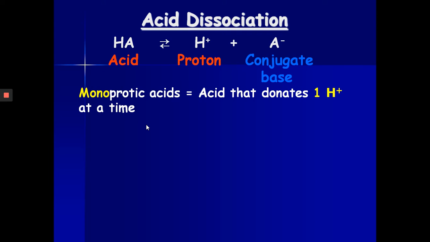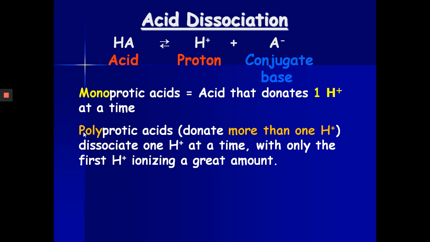Here's another vocab term, monoprotic acid. Mono basically means one, and protic means it's coming from the proton. So one proton acid, basically meaning an acid that donates one hydrogen at a time. Polyprotic acid, poly means more than one, many. So it means you can donate more than one hydrogen. It's going to dissociate only one hydrogen at a time, but it has more than one hydrogen to donate.